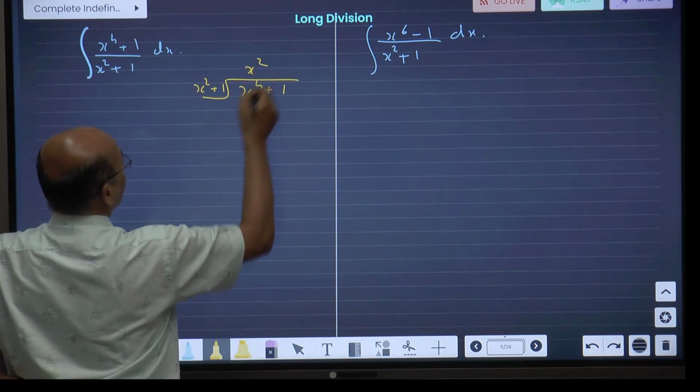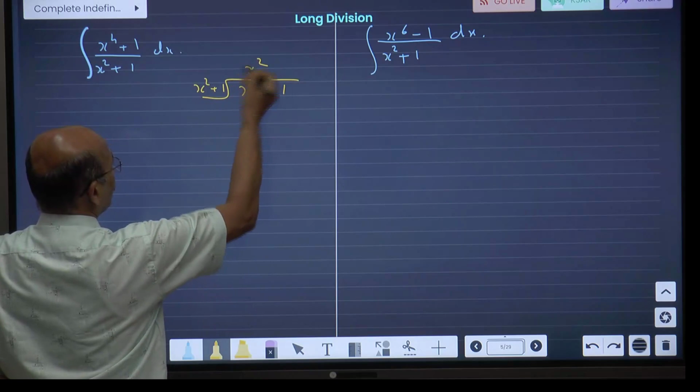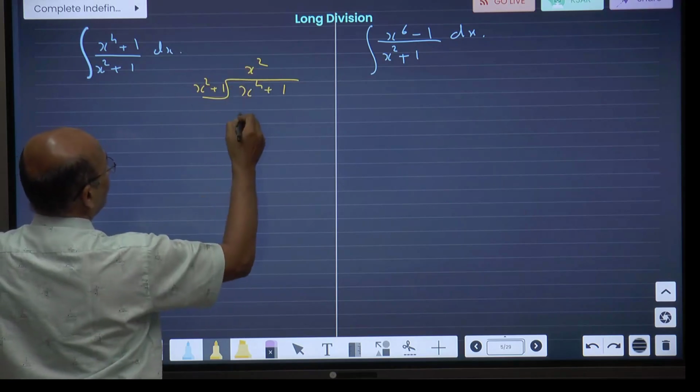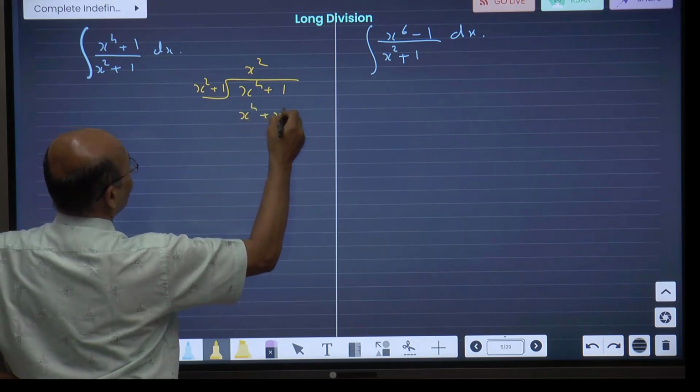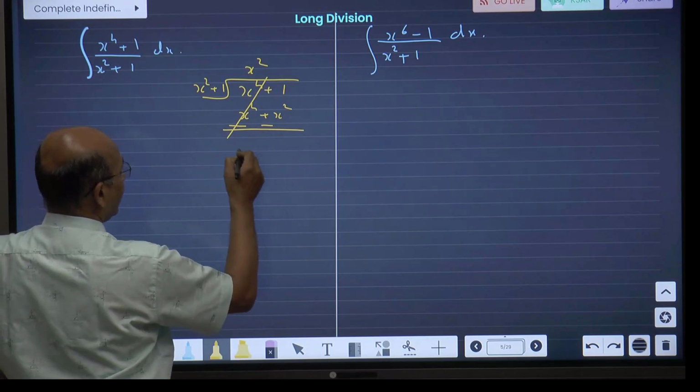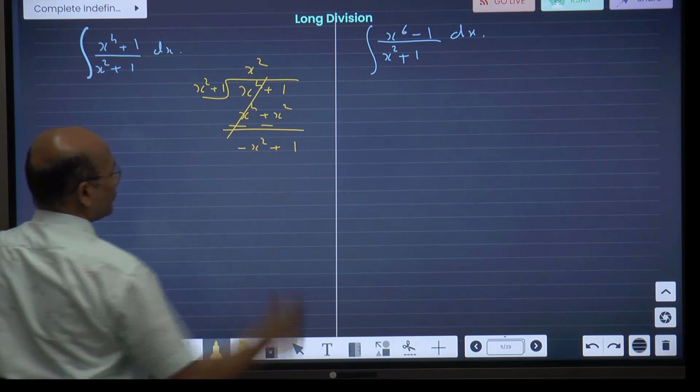So I'll take the first term as it is. So x square, whatever the quotient, multiply by the full divisor and place it under the dividend. X square into x square is x raised to 4 plus x square. Minus sign as per normal practice. This cancels there. So this is minus x square plus 1.